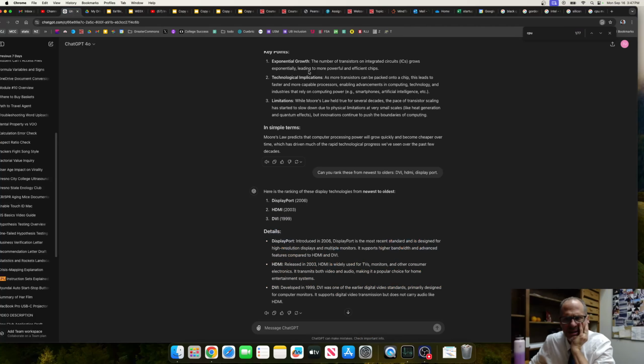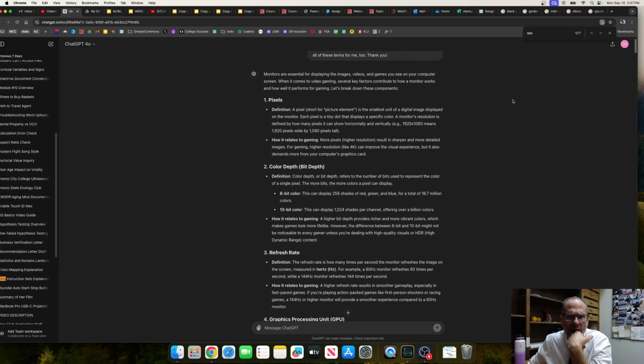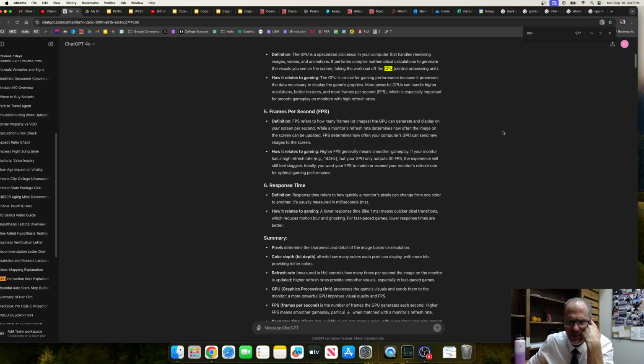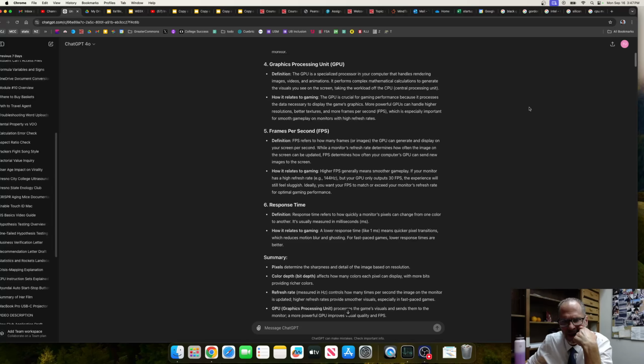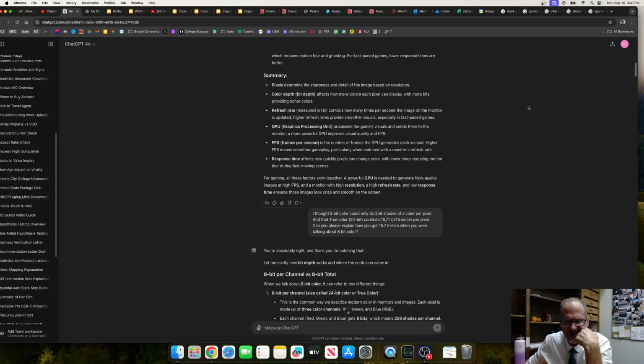And so we asked in class a lot about GPUs, and I think that was right up at the very top. So let me just scroll up to that and we'll get some stuff. So here is how monitors work. We've talked about this before, but just so you could review it, there are pixels, there's color depth, and there's refresh rate. You can pause the video and read about all that. And then here's the graphics processing unit and frames per second, response time. And then here's a summary of all of that.